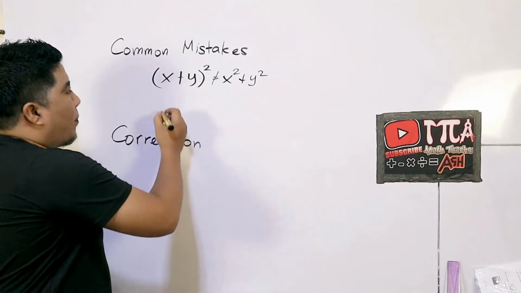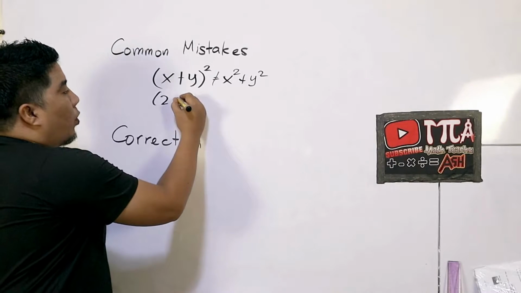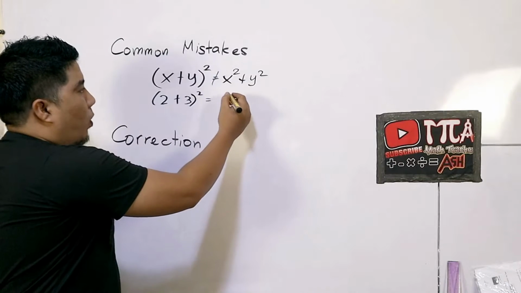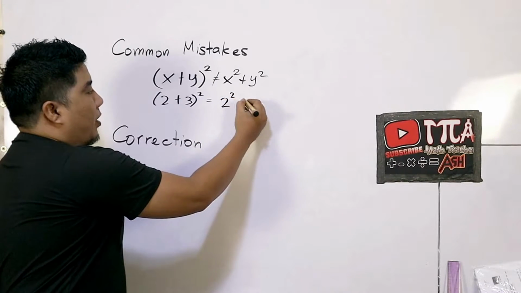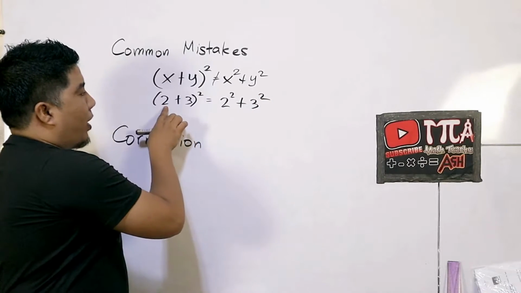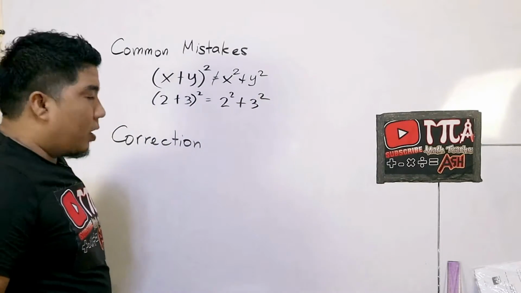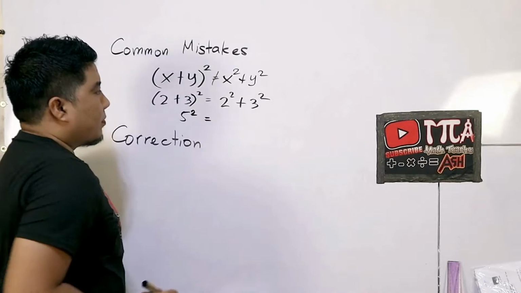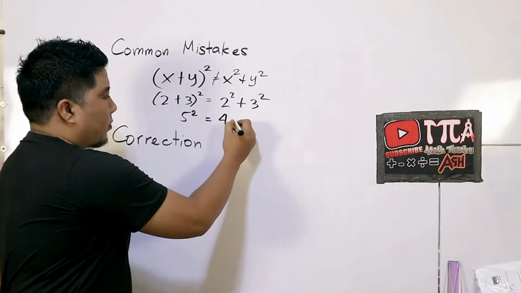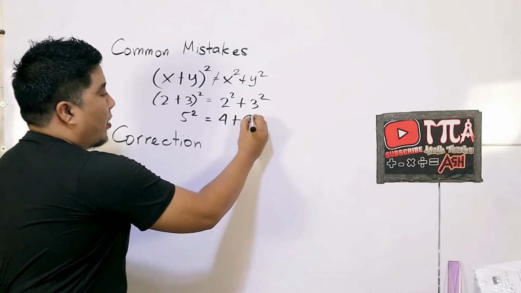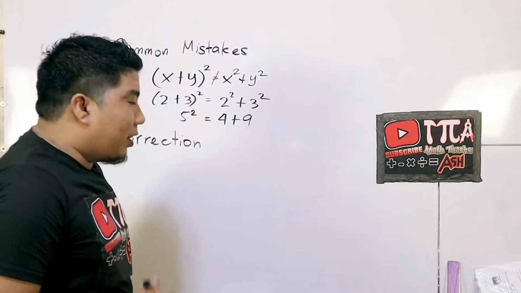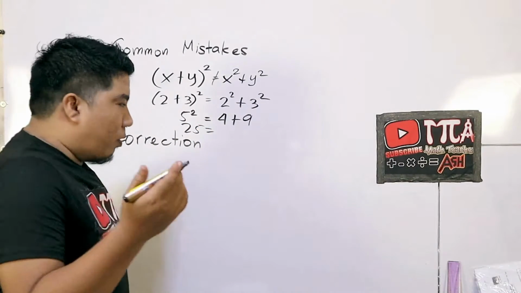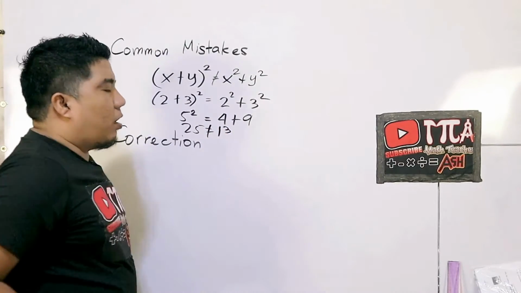Why? Let's consider an example. If the value of x is 2 and the value of y is 3, and then we square that one, that will become 2 squared plus 3 squared, because our x is 2. Now, as you can see, 2 plus 3, that is 5. That will give you 5 squared. And we have here 2 squared, that is 4. 3 squared, that is 9. Now, 5 squared is equal to 25. Alright. Now, how about 4 plus 9? That is equal to 13.